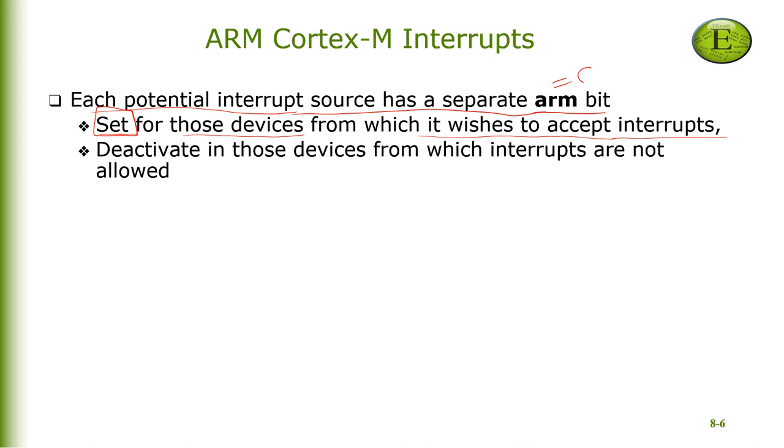If however the ARM bit is 0, that is, it is cleared, we are deactivating those devices' ability to interrupt the microprocessor, or we can say that the microprocessor will not accept interrupts from those devices. So the interrupts are disabled.